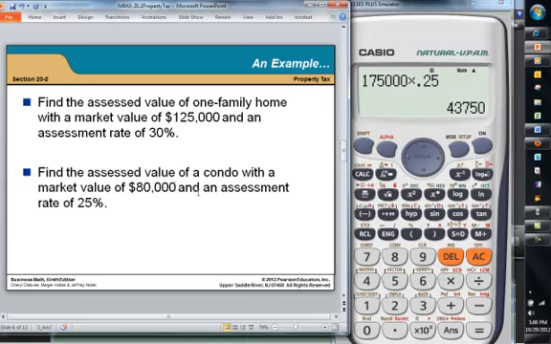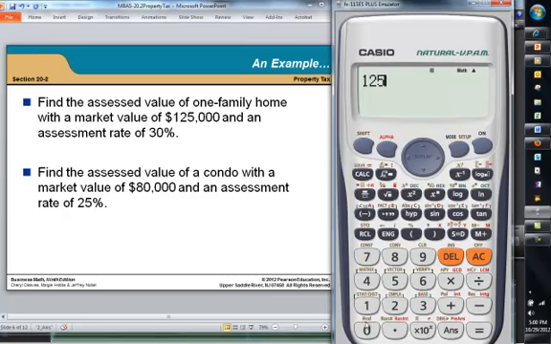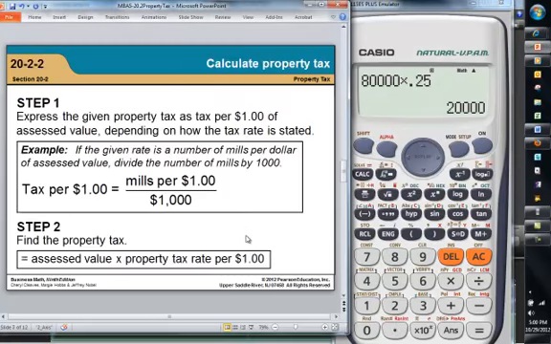Find the assessed value of a one-family home with a market value of $125,000. And you would have $37,500. Then $80,000 at 25% would be $20,000.